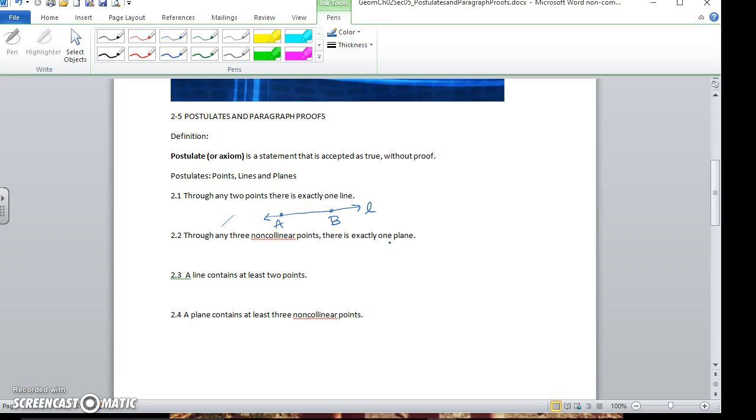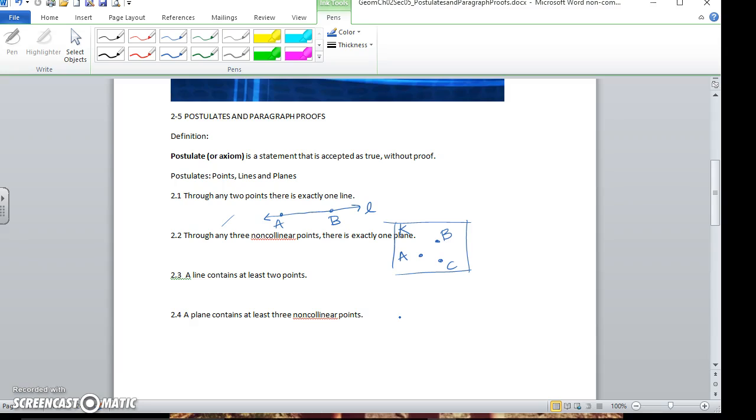All right, let's look at the next one. Through any 3 non-collinear points, there is exactly one plane. We've talked about this before. I have a plane here, and I have 3 points that are not on the same line. Now you can draw lines through 2 of them, and that's fine. They just can't be lined up on the same line, and that forms a plane, and we'll call this plane K.